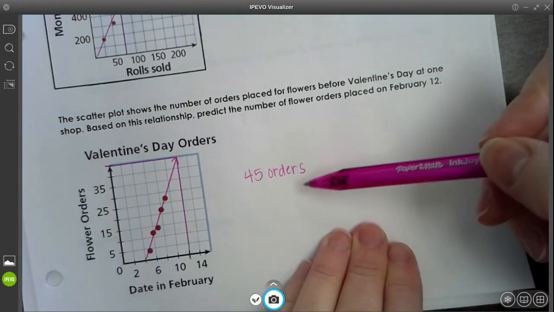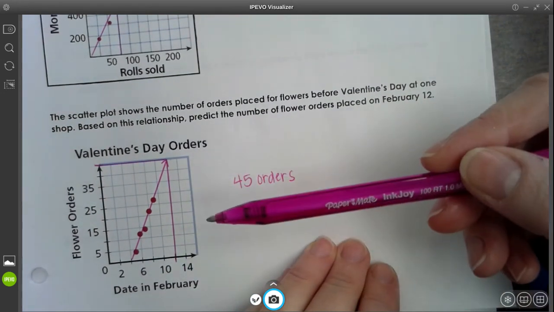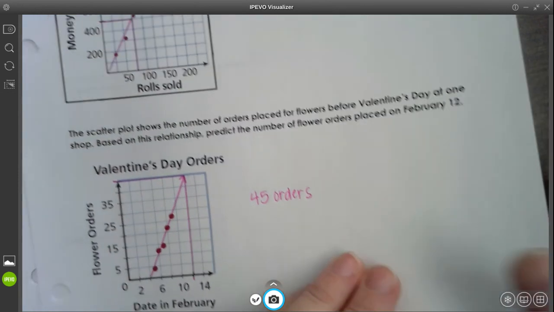This would be helpful in a business so you can start to predict how many flowers you need to order ahead of time and those kinds of things.